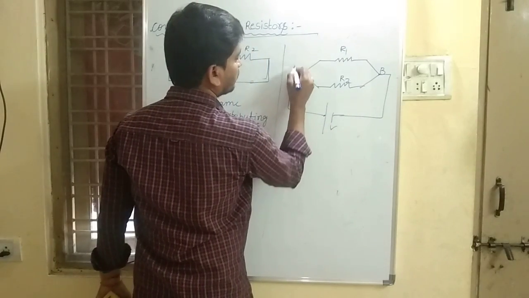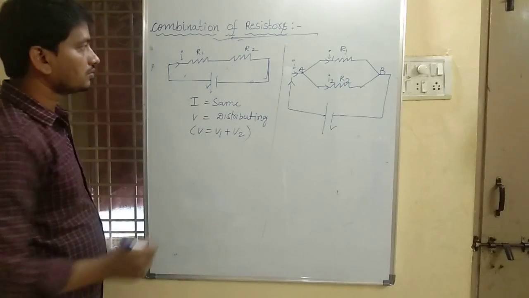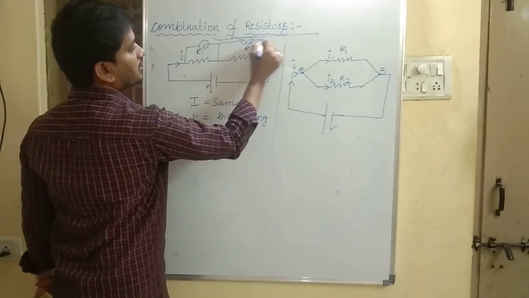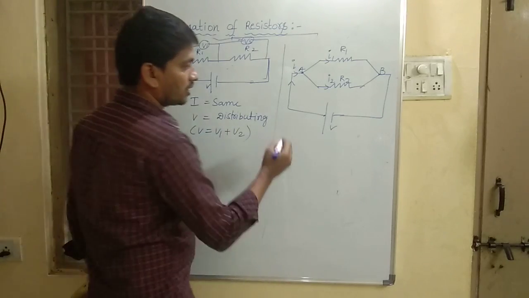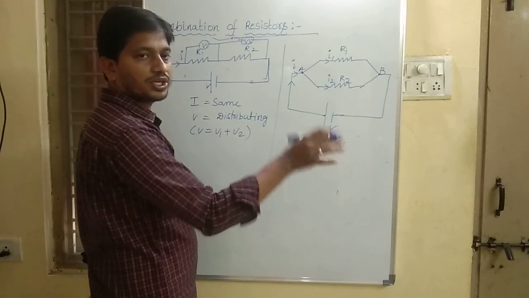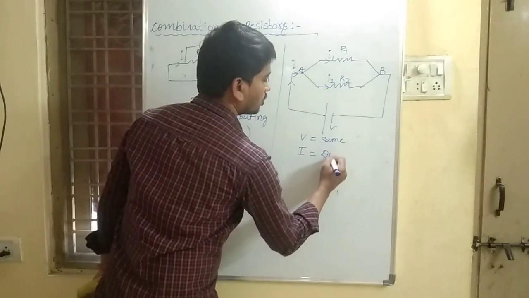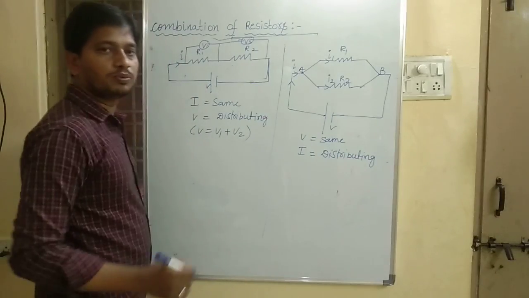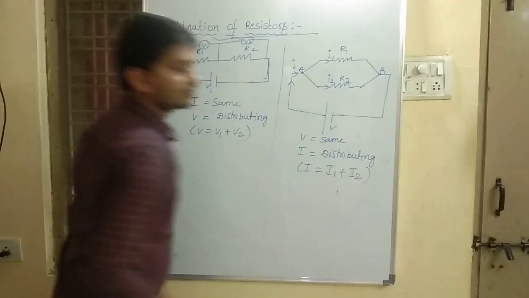Potential difference, current is flowing like this. This is I1 and this is I2. Here the potential difference is V1 and the potential difference is V2 here. So in a parallel connection, the potential difference is the same, V is the same. It will maintain between two points, but the current is distributing. That is I equal to I1 plus I2.